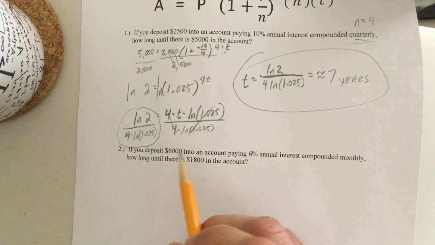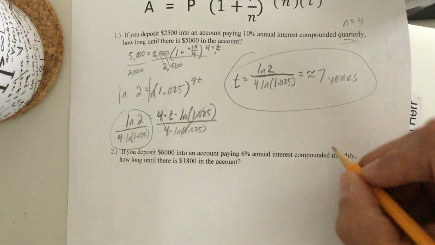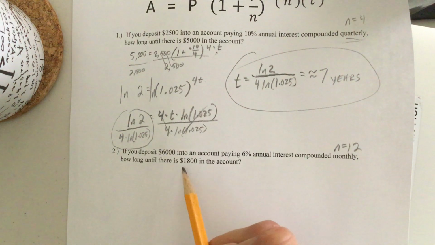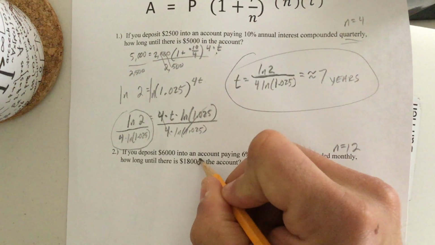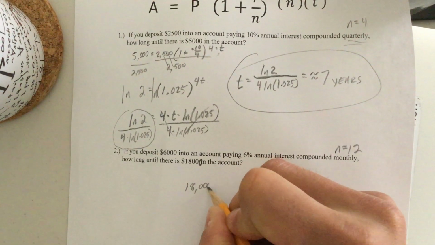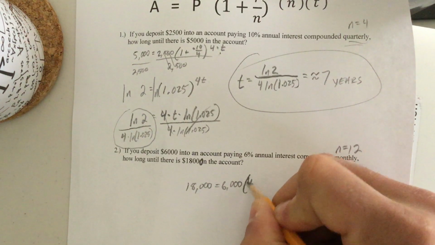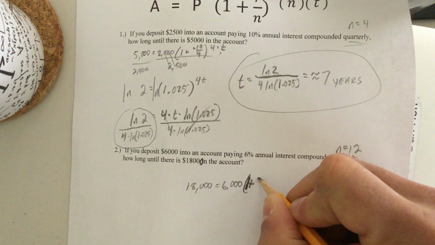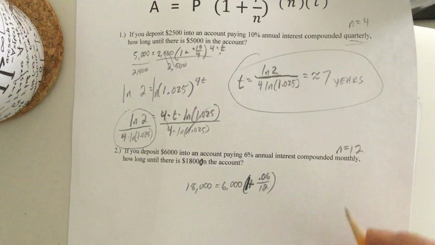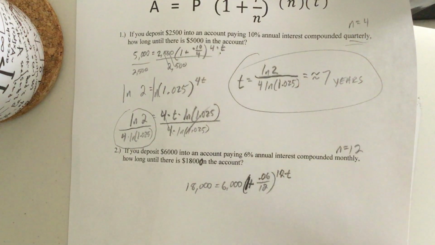If you deposit $6,000 into an account paying 6% annual interest compounded monthly, that means N will be 12. How long until there's, I'm sorry, that should say $18,000 in the account. So 18,000 equals 6,000 times 1 plus 0.06 divided by 12. If you're saying, where's the 12 come from? Once again, from the n value. And then 12 times t.